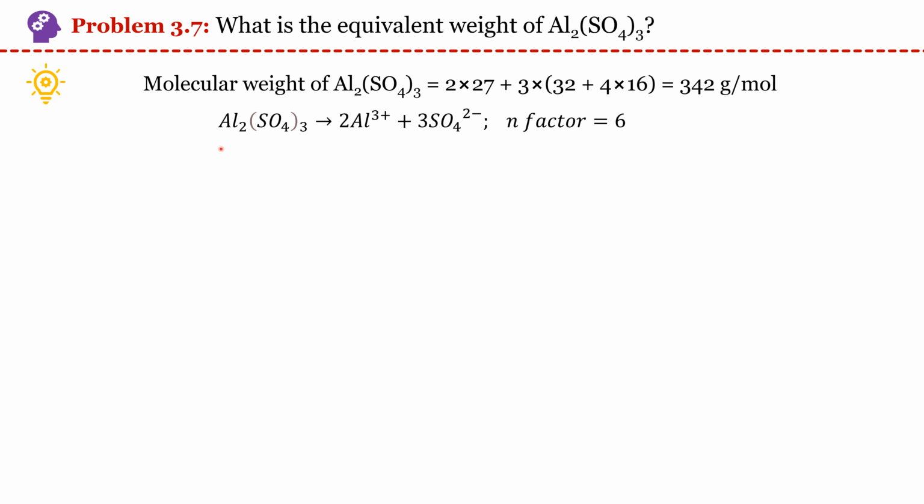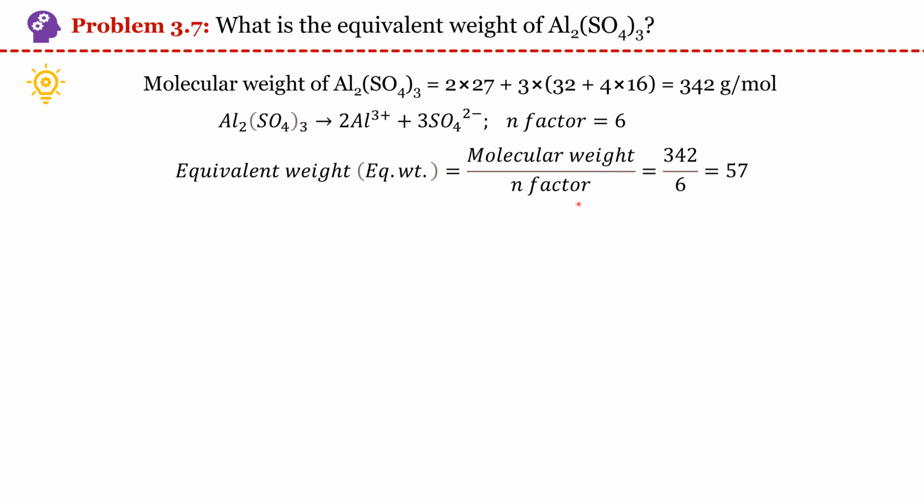We can decompose the given compound to 2Al3+ plus 3SO4 2-. There is a charge over the aluminum, that is 3 plus, and 2 aluminiums are there, so the total charge will become equal to 6. So the N factor of the given compound is 6. We can write the equivalent weight equal to molecular weight divided by N factor, and it will come out as 57.